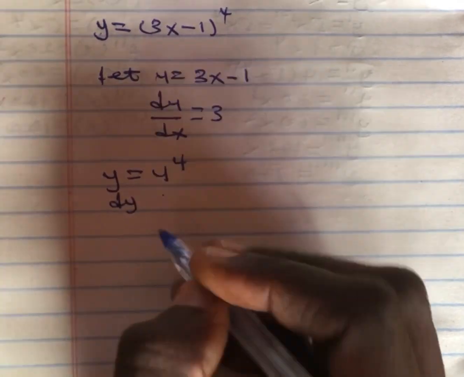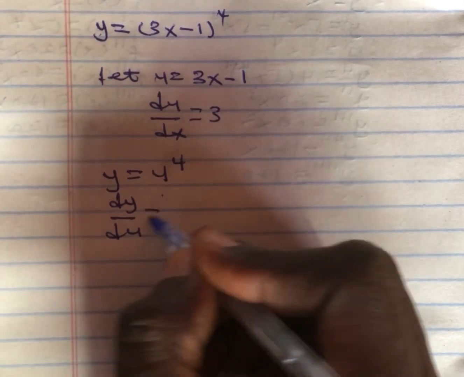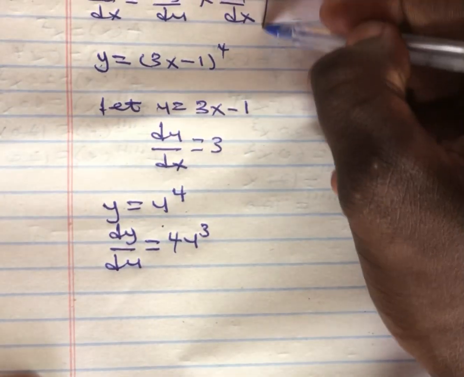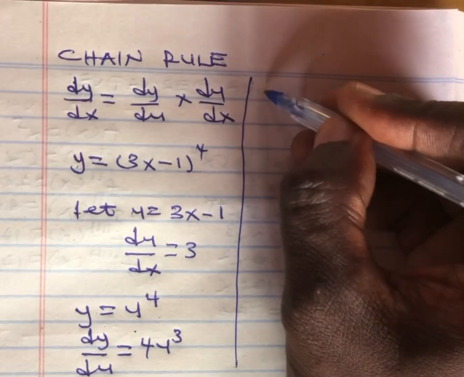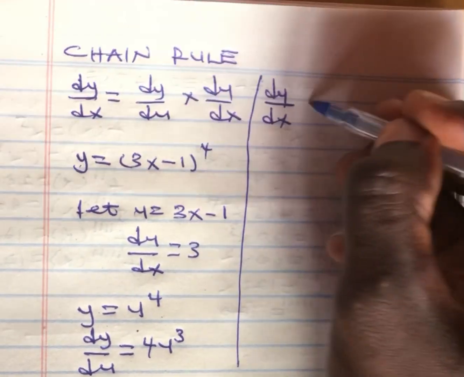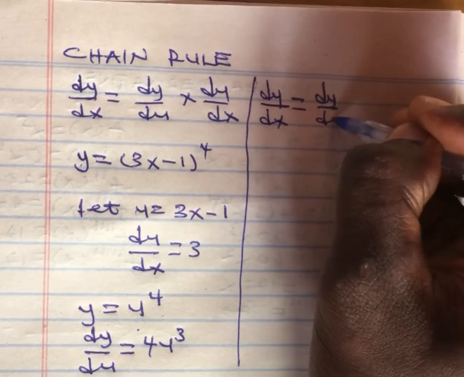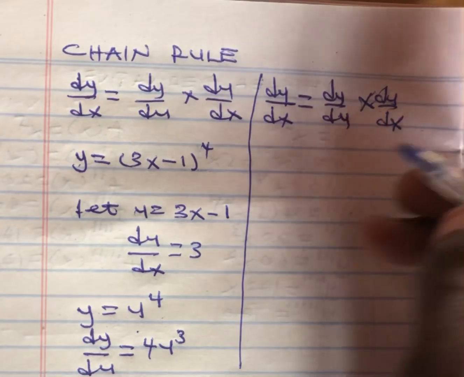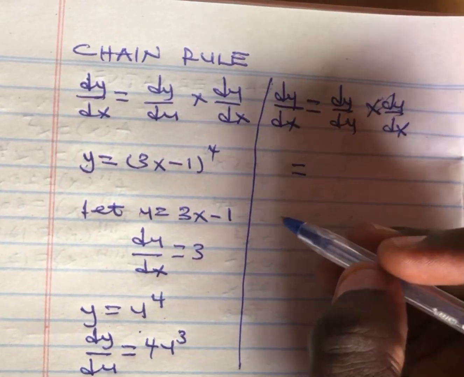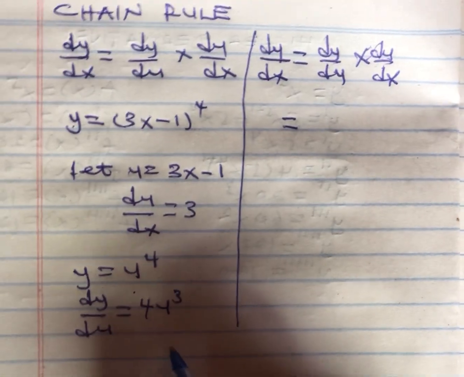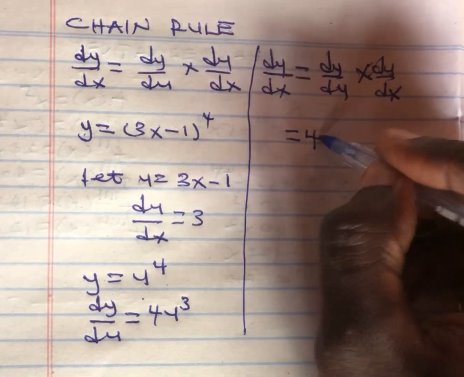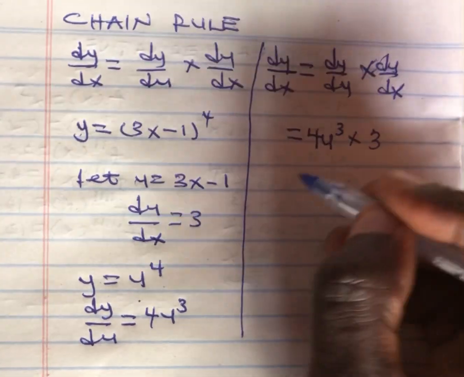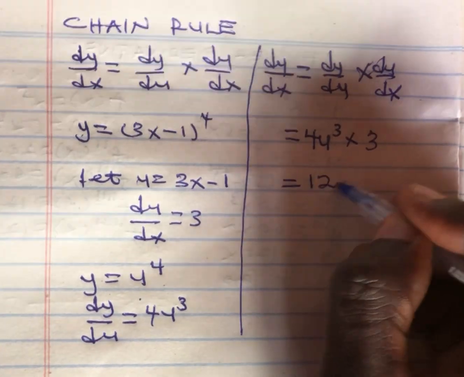Then you now find dy/du, and dy/du gives 4u cubed. Then what you now do, let me write here, is dy/dx is equal to dy/du times du/dx. Now we know dy/du from here, that is 4u cubed. So 4u cubed multiplying du/dx, which is 3, we are going to have 12u cubed.